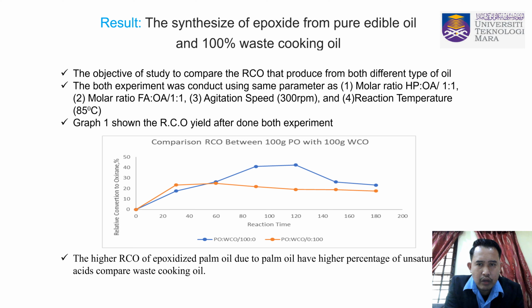Then the graph shows that the POWCO has a higher RCO compared with the 100% WCO because palm oil has a higher percentage of unsaturation compared to the waste cooking oil.